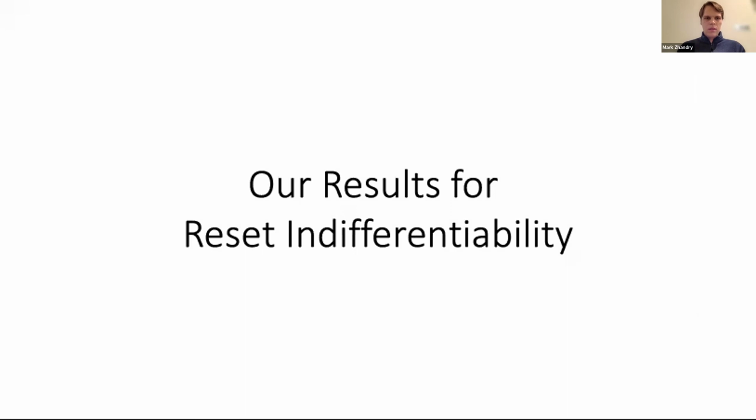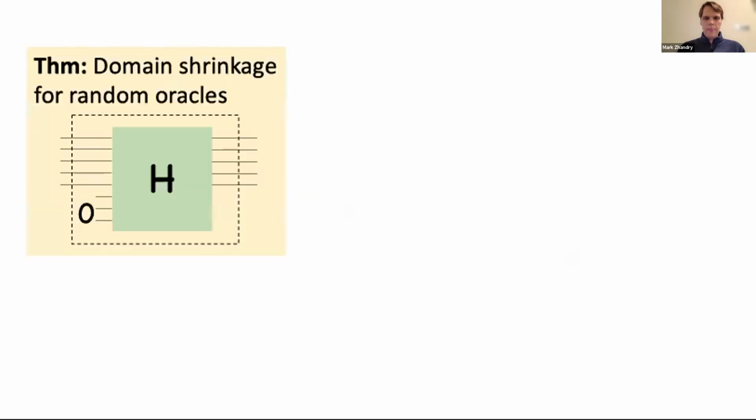So this leads us to our work, where we give a handful of new results on reset indifferentiability. First, we prove that domain shrinkage is in fact possible with reset indifferentiability using the obvious construction where you just pad out the domain with zeros and then hash with the bigger hash function to get a small one.